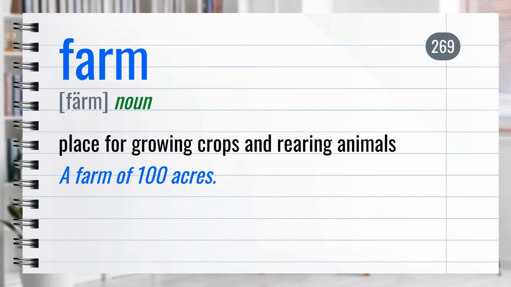Farm. Farm means place for growing crops and rearing animals. For example, a farm of 100 acres.